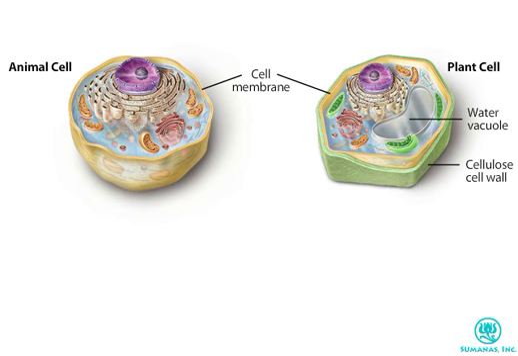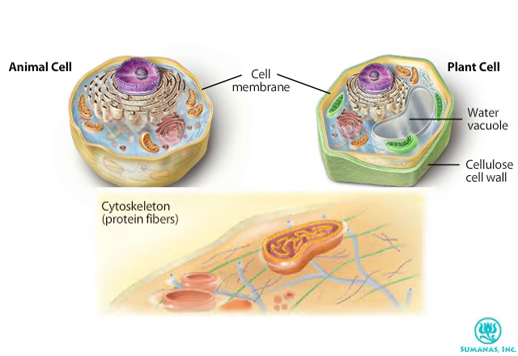Both plants and animals have a cytoskeleton, which is a network of protein fibers that carry out a variety of functions, including cell support and the movement of structures within cells. The cytoskeleton also provides animal cells with the ability to move and maintain their shape, much the same way a human skeleton does.